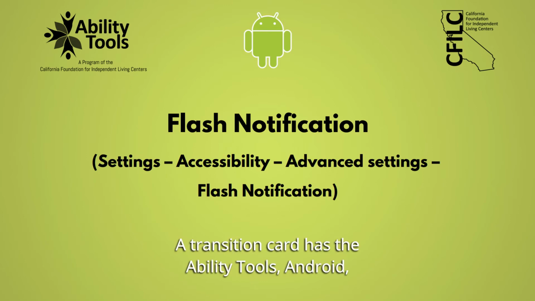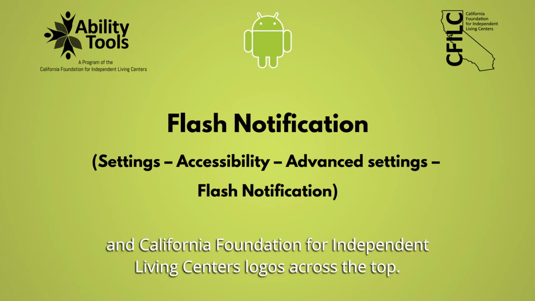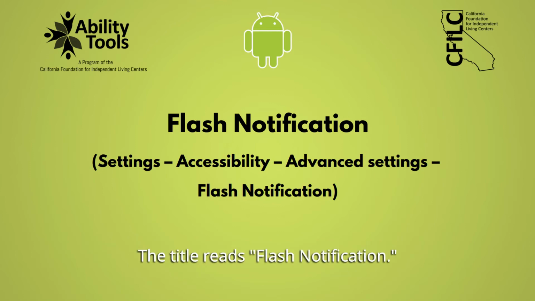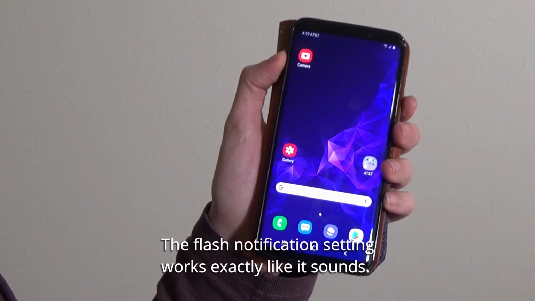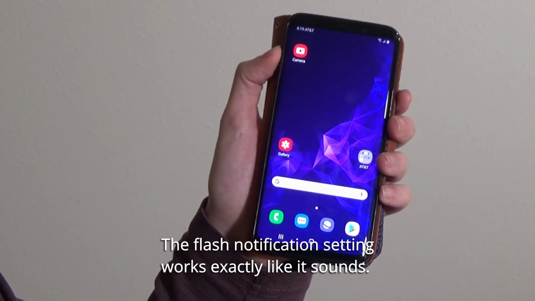A transition card has the Ability Tools, Android, and California Foundation for Independent Living Centers logos across the top. The title reads Flash Notification. Beneath the title is a path that reads Settings-Accessibility-Advanced Settings-Flash Notification. The flash notification setting works exactly like it sounds.